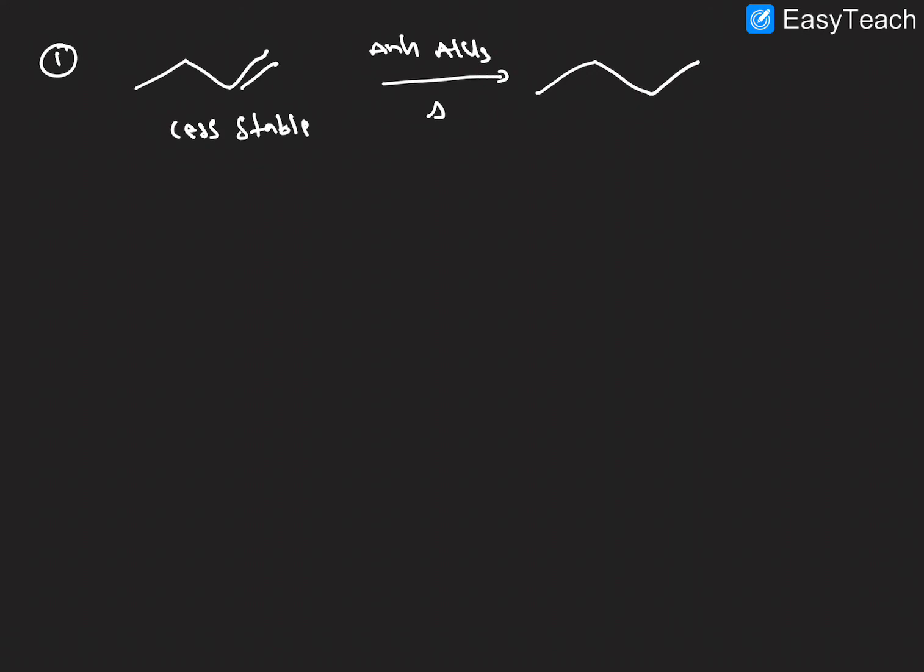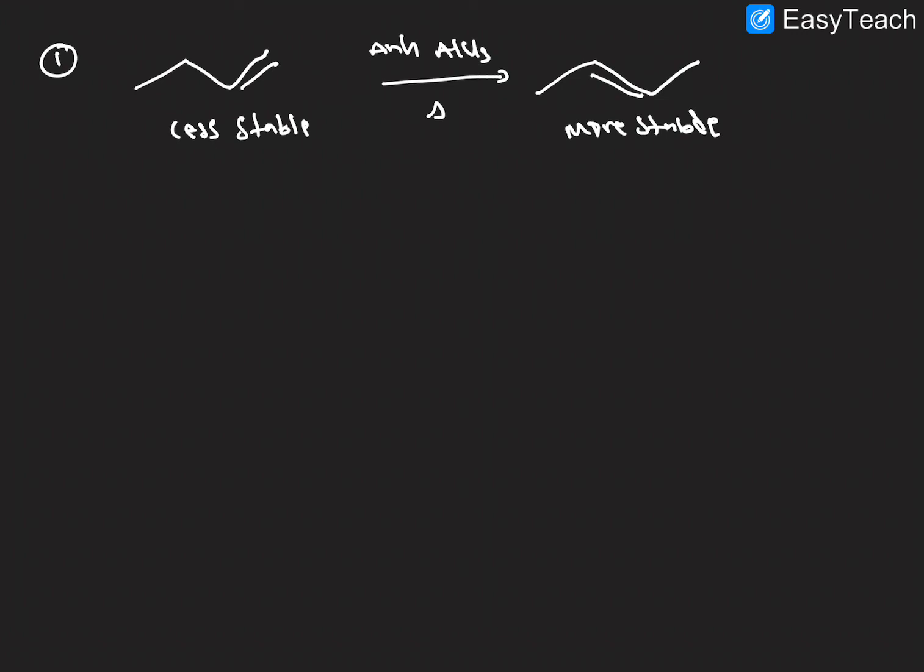Let us discuss some examples. Example 1: this is the alkene, this is a less stable alkene. In the presence of anhydrous AlCl3 and heating, it converts into a more substituted alkene. So this is the more stable alkene, right? Whenever isomerism takes place, the molecular formula is the same, but the position of the double bond is changed, from less stable to more stable.